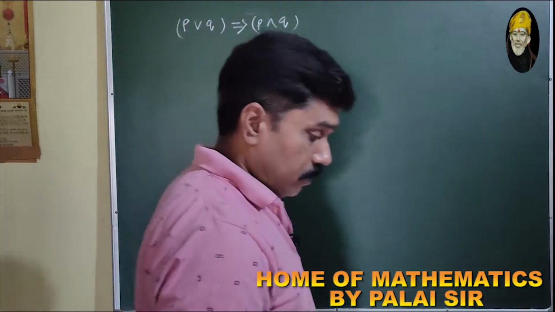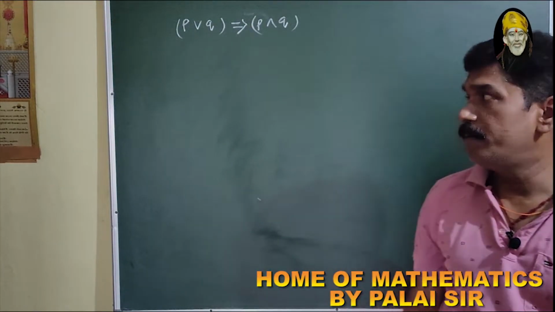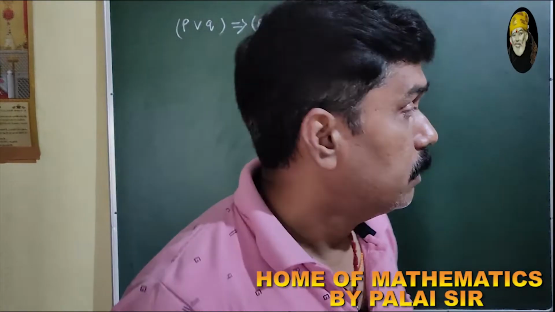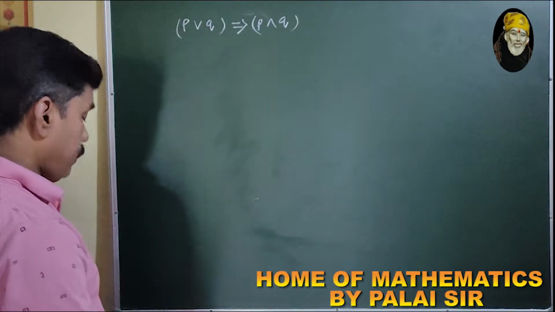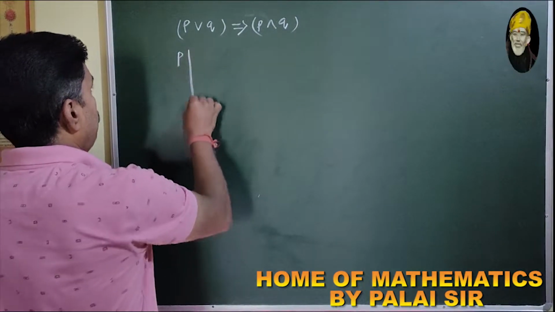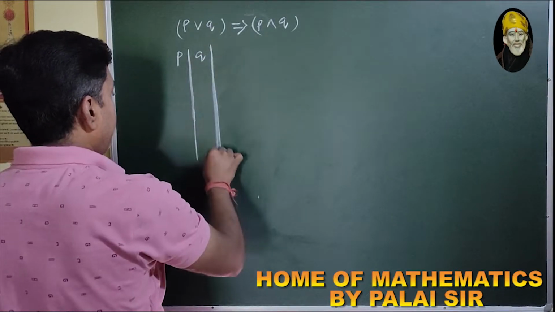Okay. So first of all, when you are going to solve the problem, you have to see how many statements there are. Here in this problem there are only two statements, P and Q. So first you write P, and here you write Q, and then you write all the possible values.